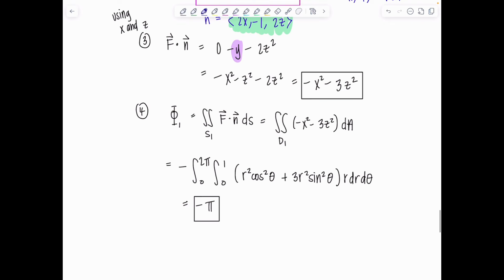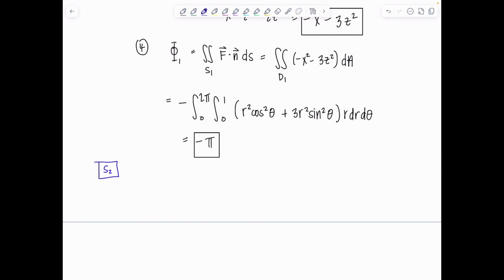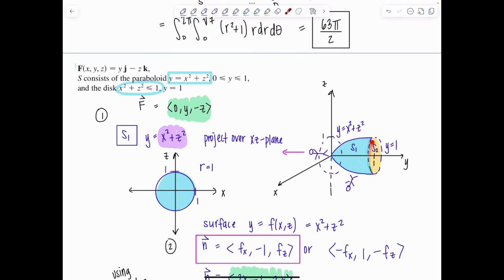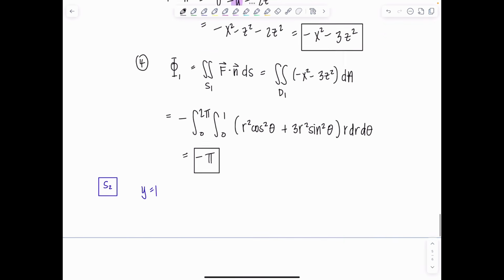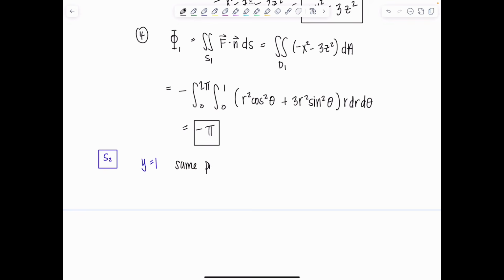Surface 2. What is the equation of surface 2? y equals 1. Remember we talked about how y equals 1 actually determines this surface. It's just bounded by this disk, okay? Very good. So what are we going to project it over? I think we should also project this surface over the xz plane. Same situation. So we can just say we're going to do the same projection as above, so we don't have to do any extra work for that one. Okay, that's step 1. Step 2, we have to determine n.